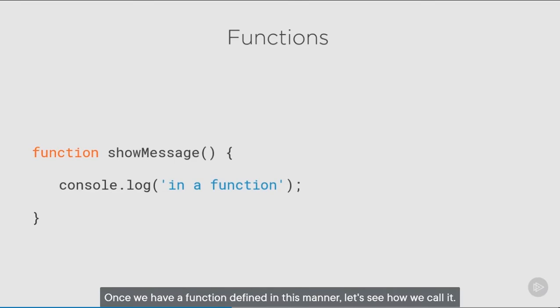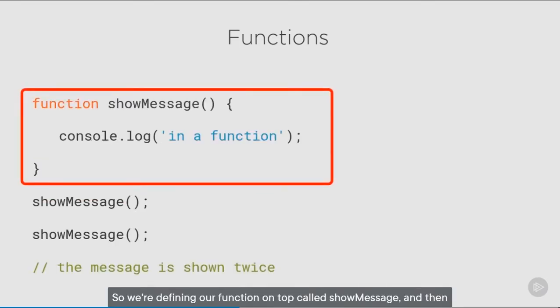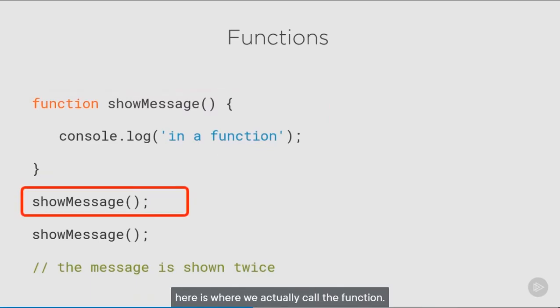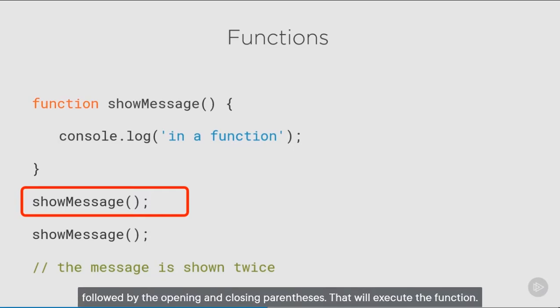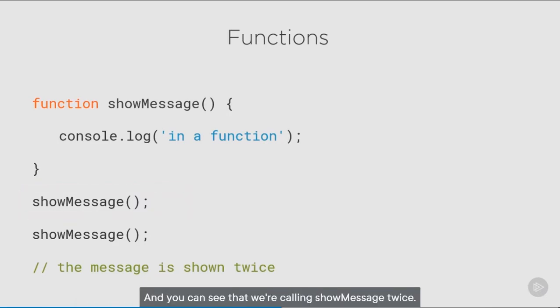Once we have a function defined in this manner, let's see how we call it. So we're defining our function on top called showMessage, and then here is where we actually call the function. We execute it. We simply enter the name, followed by the opening and closing parentheses. That will execute the function. And you can see that we're calling showMessage twice. So the message will be shown twice in the console. And that's the main purpose of functions. If we have code that we want to execute multiple times, we generally put it in a function.